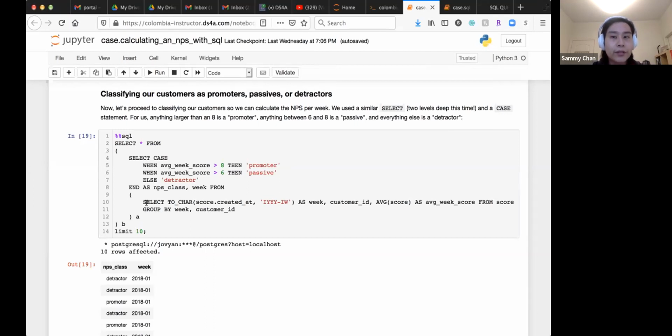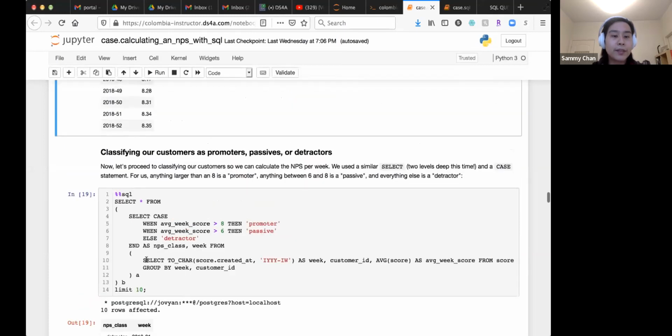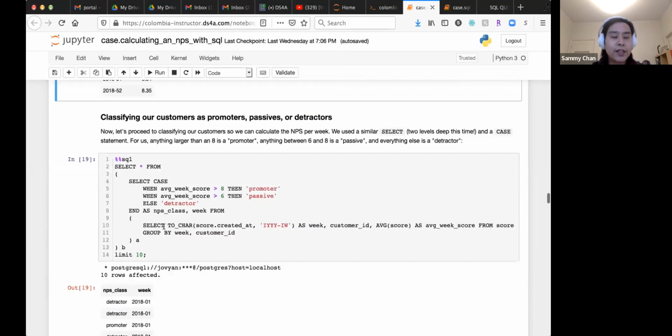So again, we are here to select the score per week, of course, and then the customer ID, group by the week and the customer ID. So we are basically repeating the exercise above, selecting the average score rated by our users per week. So then we have this virtual table.